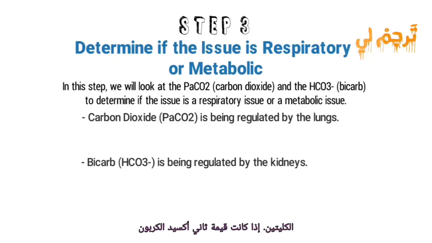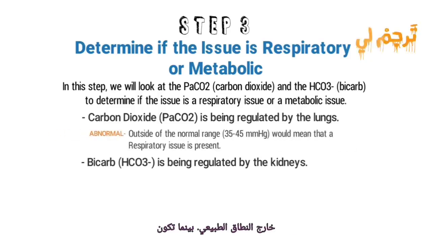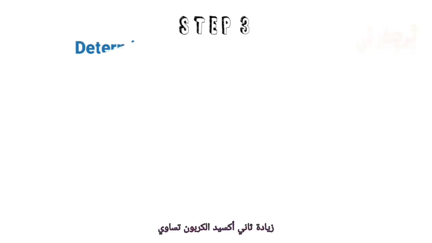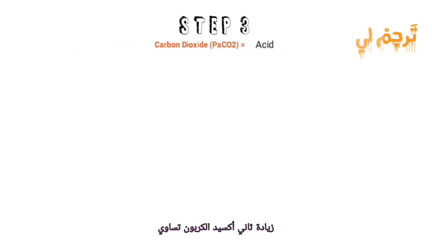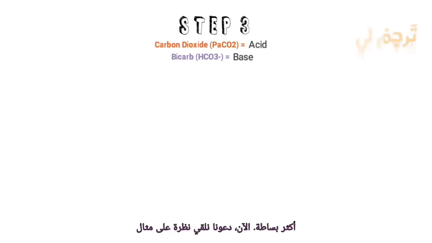If the carbon dioxide value is abnormal, meaning that it falls outside the normal range, while the bicarb value is normal, this would mean that you have a respiratory issue. If the carbon dioxide value is normal, meaning that it is within the normal range, while the bicarb value is abnormal, this would mean that you have a metabolic issue. So basically, more carbon dioxide equals acidosis. More bicarb equals that it's more basic. Now let's look at an example.